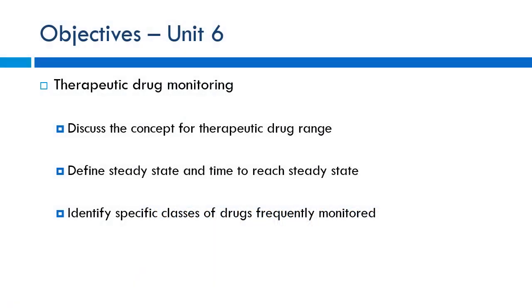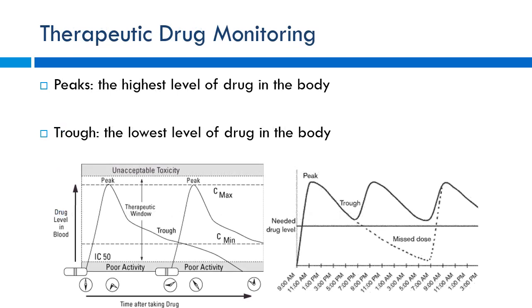This is going to be about therapeutic drug monitoring, which is levels of drug in the blood to determine if we're in the right zone. So we want to make sure we're high enough to get the therapeutic effect we're looking for, and low enough that we don't develop toxic effects. Two of the terms we're going to use very frequently are peaks and troughs. Peaks just means the highest level you're going to achieve. Troughs means the lowest level before the next dose.